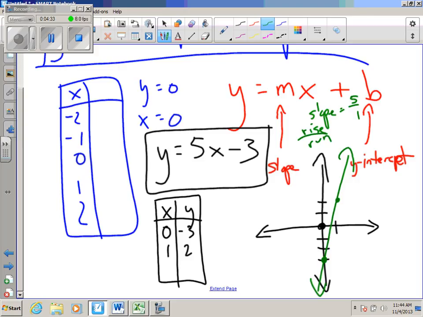So let's go from point to point. Did it rise 5? 1, 2, 3, 4, 5. And did it run 1? 1 place over? Yeah. Rise over run. You see that, Marlia? Mark, yeah? Raven? Yes?